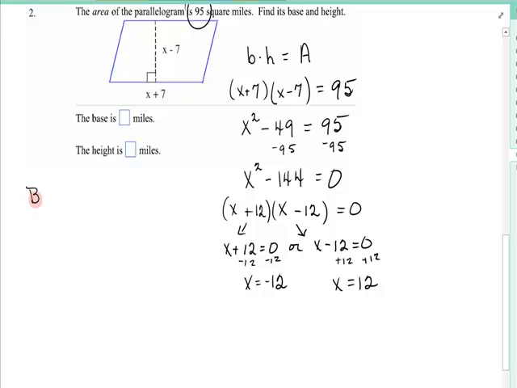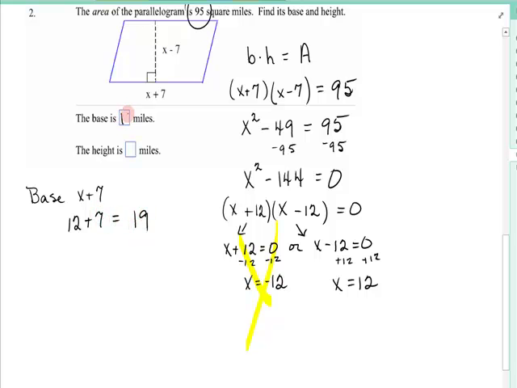All right, base is x plus 7. If I plug in negative 12, what's going to happen? It's negative 12 plus 7, which is negative 5. Uh-oh. That blows up. You cannot have a negative physical length. What if x is positive 12? That's 12 plus 7, which is 19.